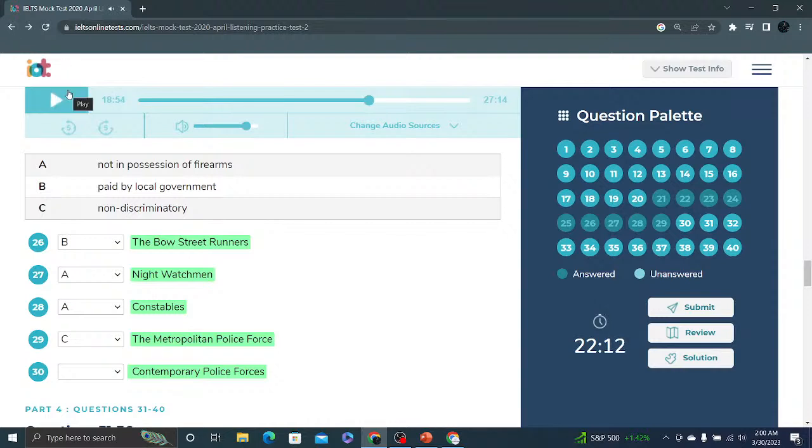So she's saying this still holds true today. So that means contemporary police force means recently, those who are working. So it will also be the same for question number 30. Okay, let's listen once again for questions 29 and 30.